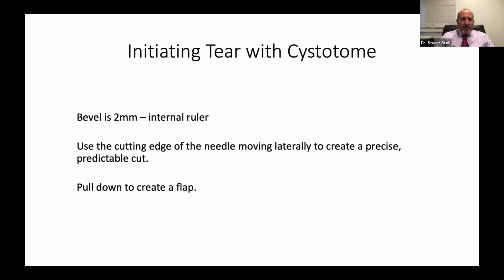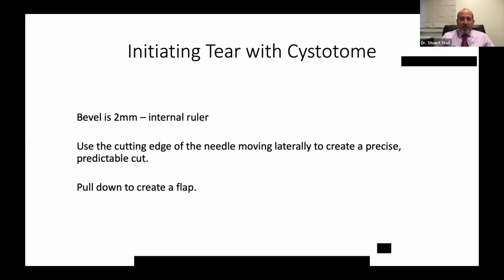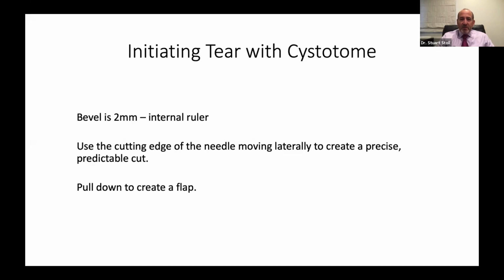So let's talk about initiating the tear with the cystotome. First of all, you have to understand what the cystotome is. It's usually a 27 gauge needle, and it's pre-bent when it's a cystotome, but you can bend your own needle. You can take a 27 gauge needle, bend the tip so the needle is pointing downward, and then put another bend in it further so you make it easy to get in and out of the eye. The bevel of the needle is 2 millimeters, and that's important because you can use that as an internal ruler. Sometimes you've got a widely dilated pupil, and it's hard to gauge, well, I want to shoot for 5 or 5.5 millimeters. Well, you've got an internal ruler there if you understand that that bevel is 2 millimeters from the tip to the very back of the bevel.